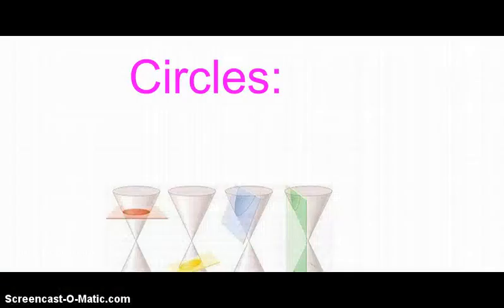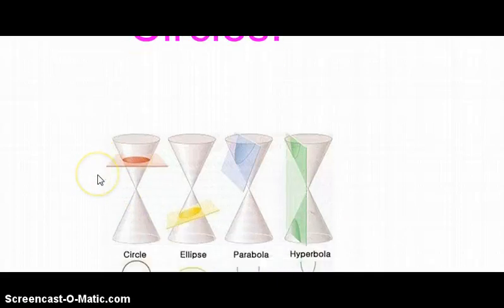Alright, so now we're going to talk about circles. Circles are the first of our 4 conic sections that we are going to talk about. They are called conic sections because they can be formed by slicing a cone. So that's what we see down here.